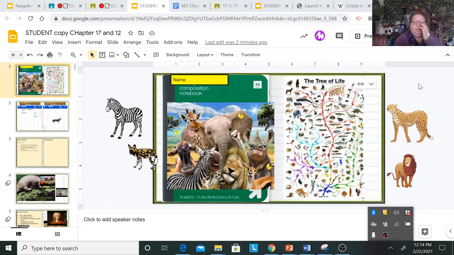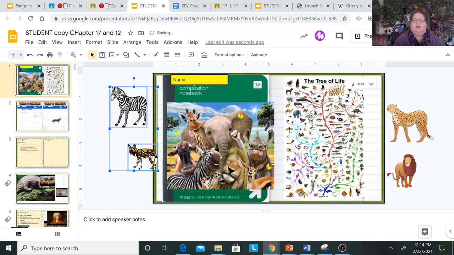So to start with, here is our new digital notebook, and I had a little fun with our pictures this time. You can add these stickers however you like and have a little fun with them. And so I'm going to put my little African painted dog down here.